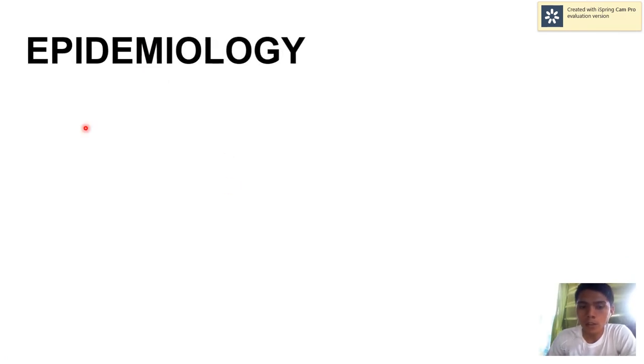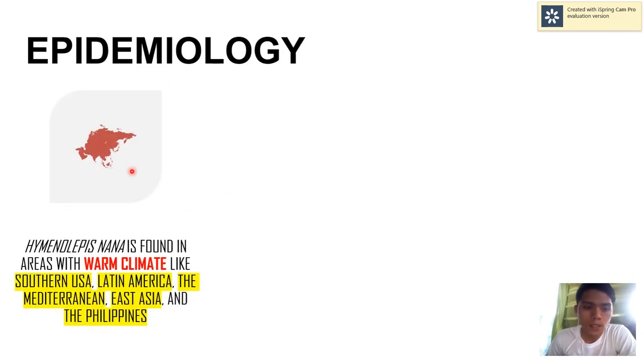Epidemiology: Hymenolepis nana is found in areas with warm climate like southern USA, Latin America, and the Philippines. So it is common in the Philippines. But nowadays, H. nana infection is lowering, because of the hygiene of the people. Meaning, hygiene has improved. That's why there are few cases of Hymenolepis nana infection in our region.